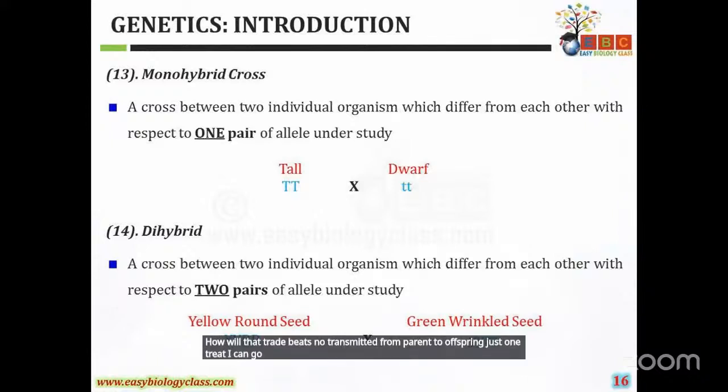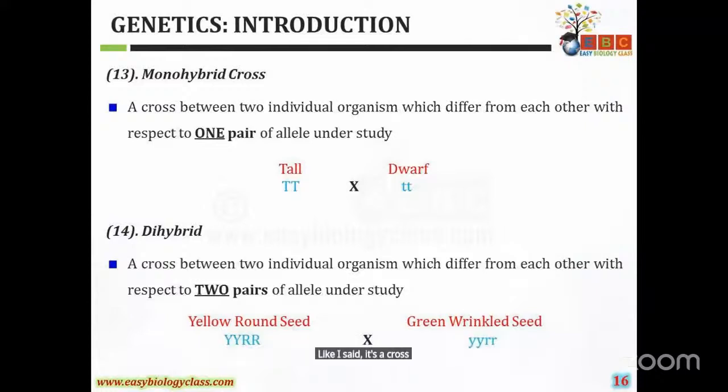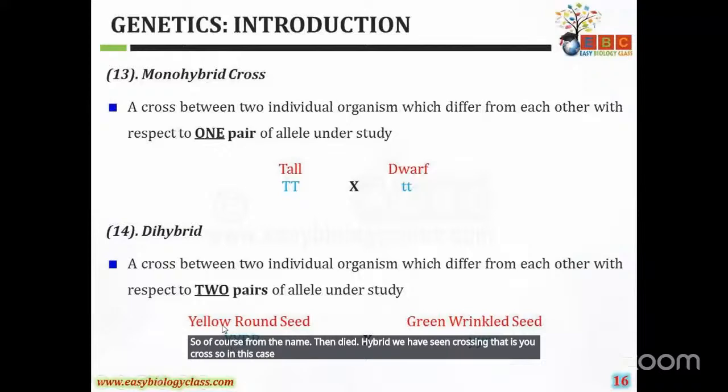Then di, like I said, is a cross between two individual organisms which differ from each other with respect to two pairs of allele. So, of course, from the name, mono, then di. Hybrid, we have seen crossing. That is, you cross. So, in this case, you can see yellow and round seed being represented by this genotype.